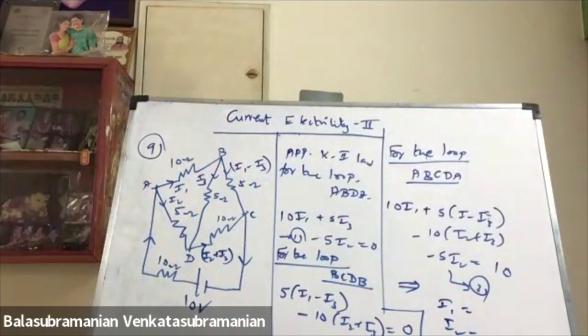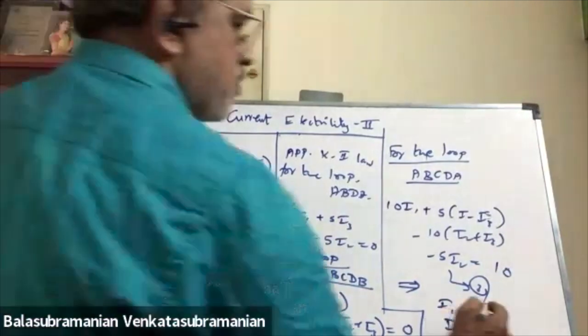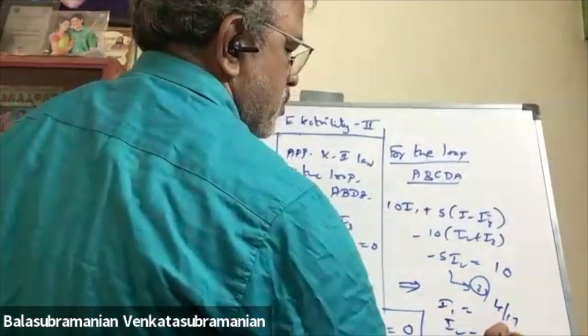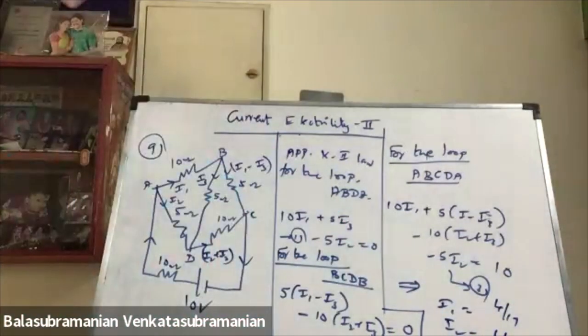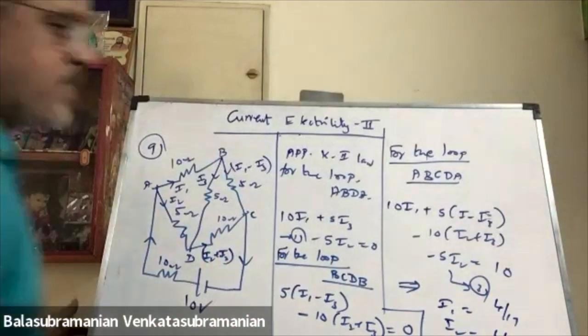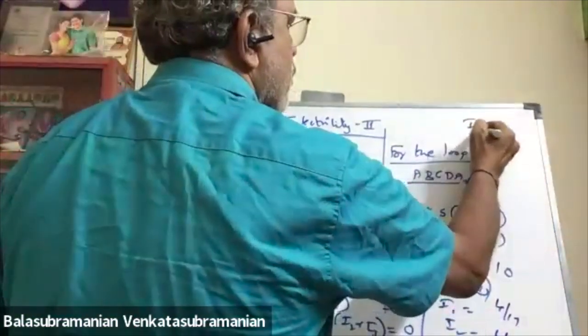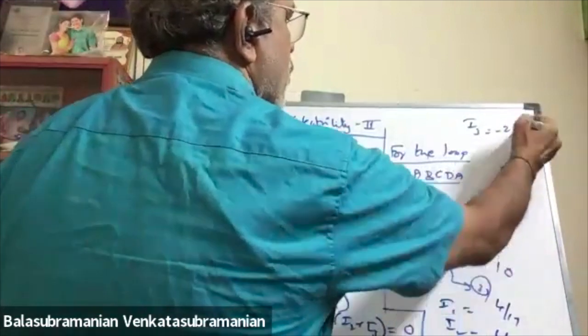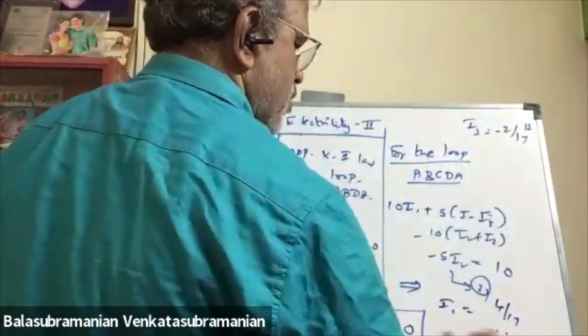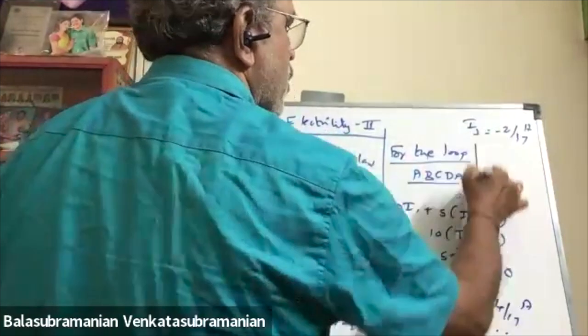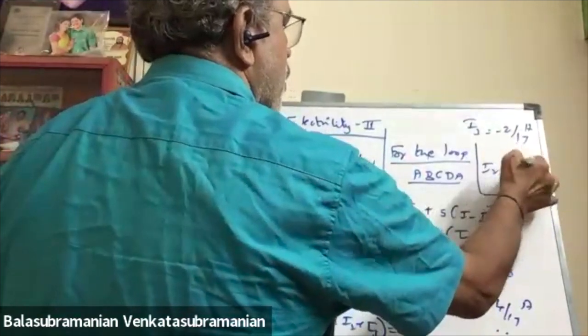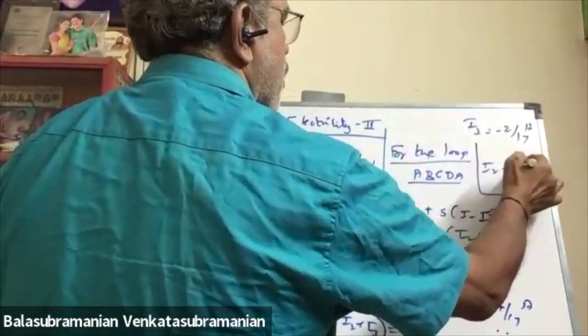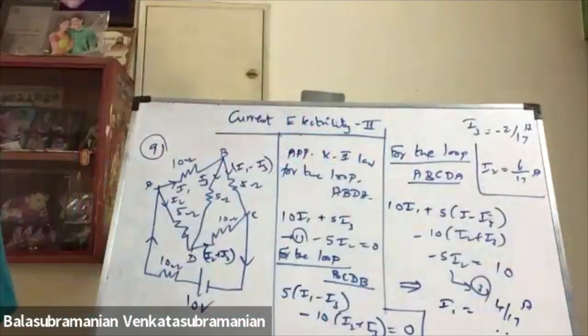I1 is 4 by 17, I2 is 6 by 17, I3 is minus 2 by 17. Okay, I1, I2, I3 we have calculated.